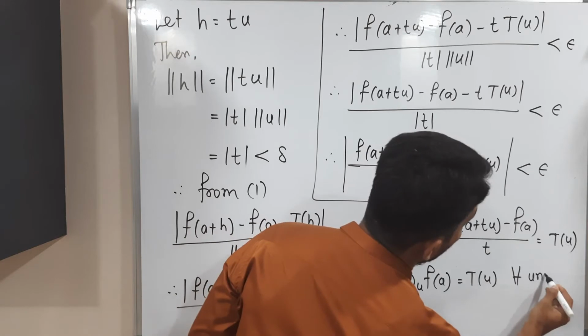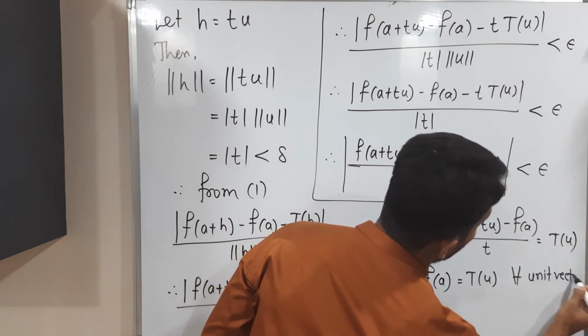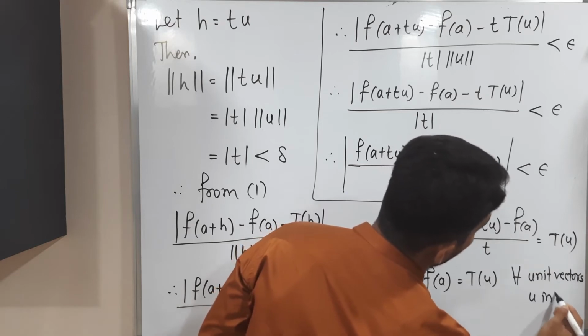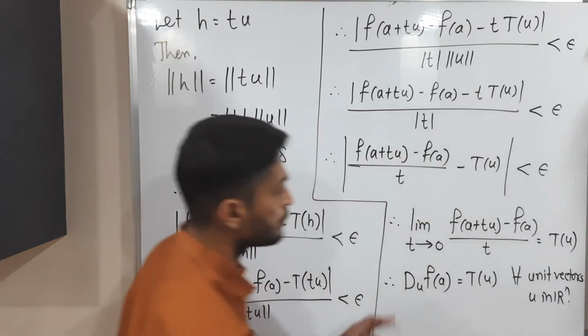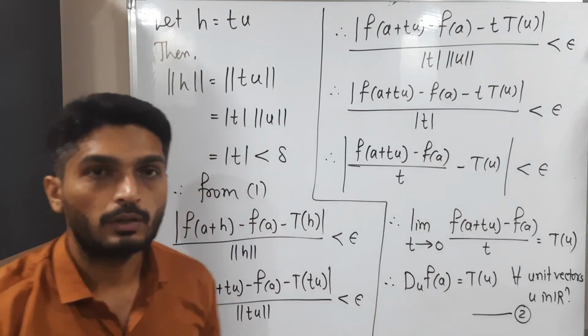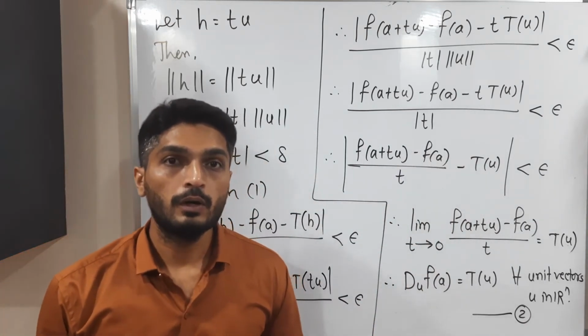for all unit vectors. Okay, this is for u a unit vector, no? So for all unit vectors u in R^n. So this is true for unit vectors only. I will call it equation number 2. A very important thing we have proved here.